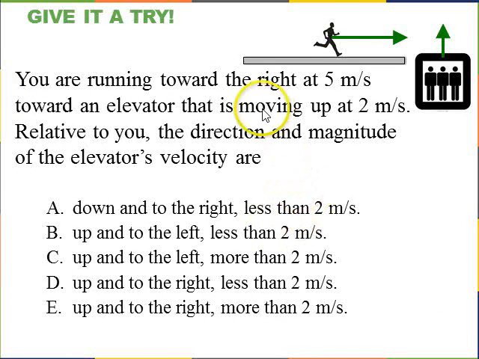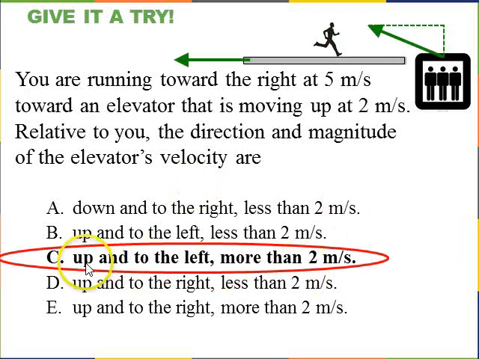So let's give it a try here. You're running towards the right at 5 meters per second toward an elevator that is moving up at 2 meters per second. So relative to you, the direction and magnitude of the elevator's velocity are A, down and to the right, less than 2 meters per second, B, up and to the left, less than 2 meters per second, C, up and to the left, more than 2 meters per second, D, up and to the right, less than 2 meters per second, or E, up and to the right, more than 2 meters per second. Please pause the video, think about this, and then resume.